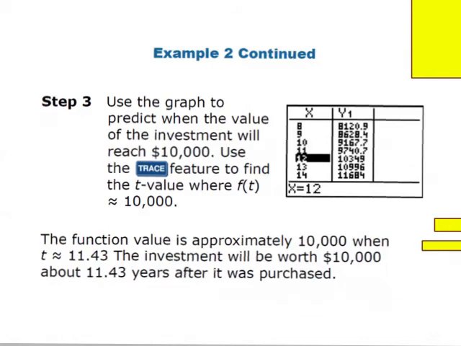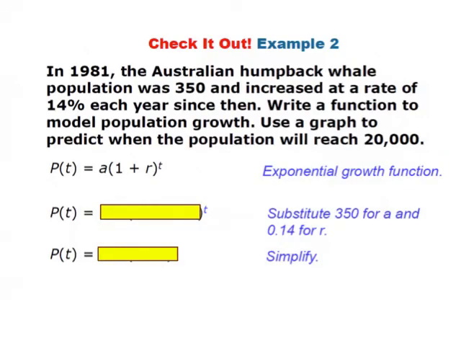Okay, let's do another example, and I'm going to let you try one this time. This problem says that in 1981, the Australian humpback whale population was 350. Okay, so I'm going to circle that. That means my A value, our initial amount, is 350. And it's going to increase at a rate of 14%, so our R value is going to be 0.14. It says write a model for the population growth. Use the graph to predict when the population reaches 20,000. So we want to know when the population equals 20,000.